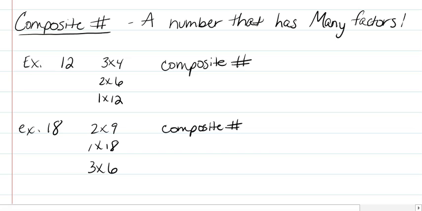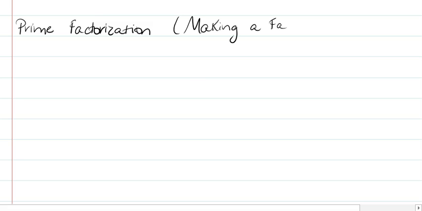Now, another thing that you'll be asked to do sometimes is something called prime factorization. And this means you want to factor each number all the way down until you get just simply prime numbers at the end. Sometimes also you may have heard, and I like doing it this way, it's called making a factor tree.